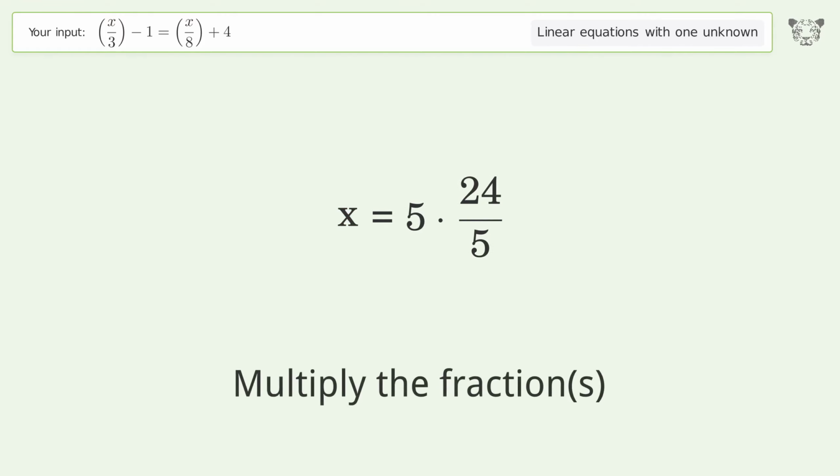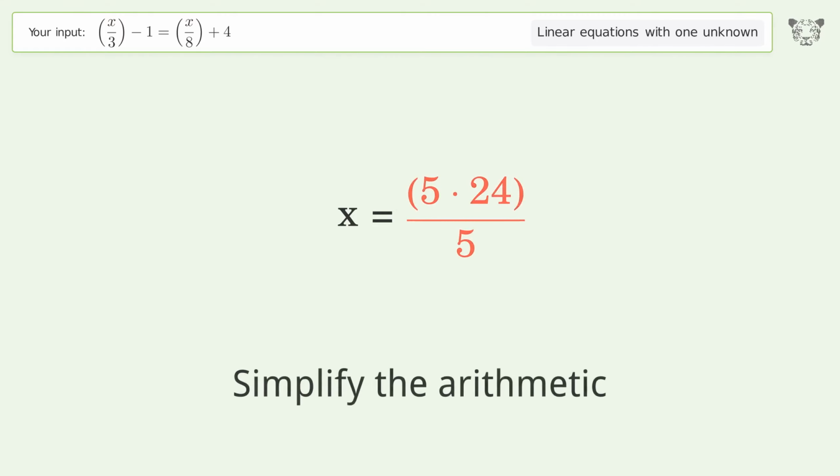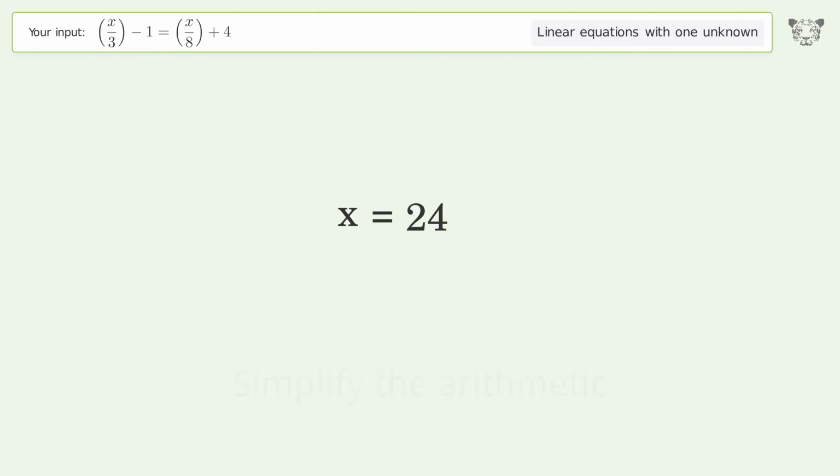Multiply the fractions. Simplify the arithmetic. And so the final result is x equals 24.